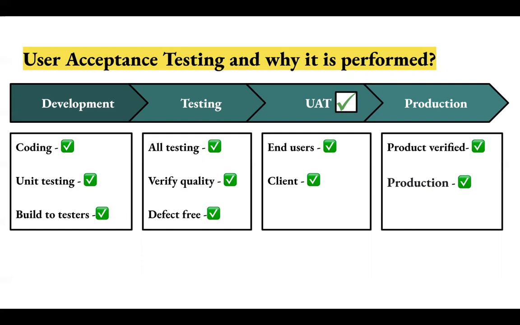Why is UAT performed? At stage 2, QA testing was performed to verify that the product is defect free. At the next stage, UAT is performed to validate that the product is developed as per expectations, the same as the requirements, and that it is user friendly. Normally, the developers and QA engineers are all technical persons and they test the product as per their understanding. But in the end, the product will be used by normal users. So this testing is very important before launching the product publicly, to verify whether the product is user friendly or not.